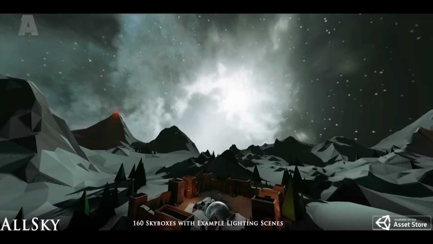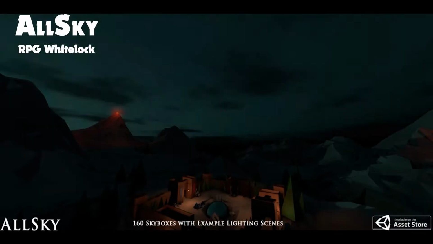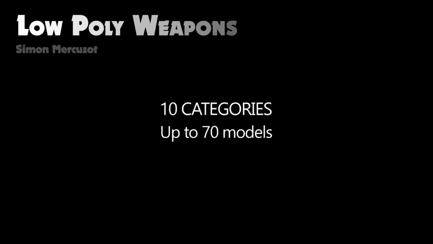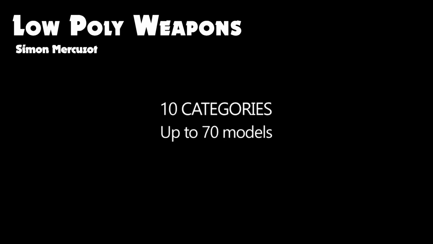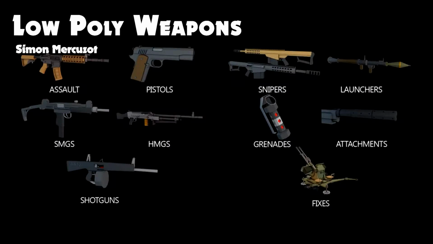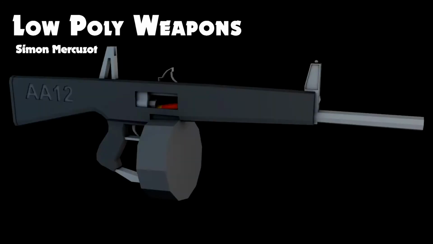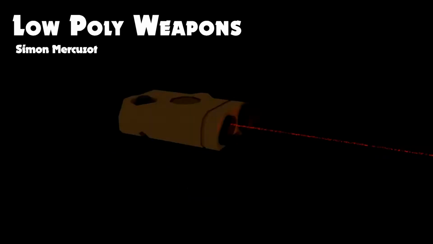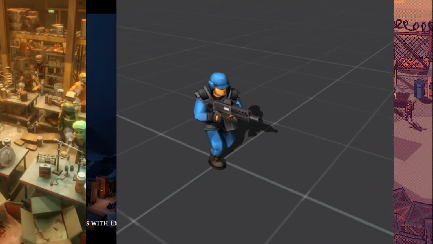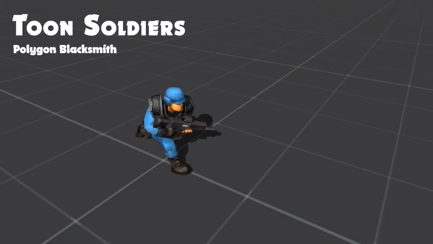Next is the All Sky pack, just so I don't need to use the default Unity skybox. And we have the low poly weapon pack. I wanted to be a ton of guns in the game, so I found a low poly pack that had quantity. You can even see it on the list here. I only ended up using 14 because I actually had no idea how I could fit that many guns on a character model.